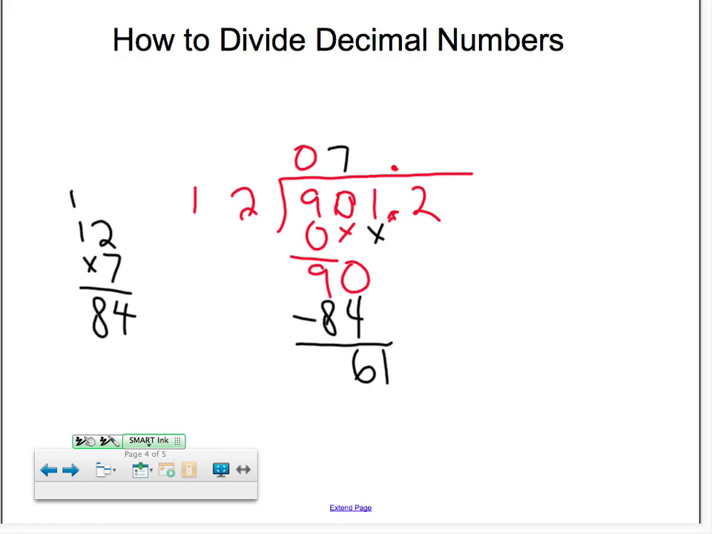How many times does 12 go into 61? Brendan: 5. Let's see if he's right. 12 multiplied by 5 is 60. It's going to work. That was our mistake last time. I put a 0 up there by accident and no one caught it.